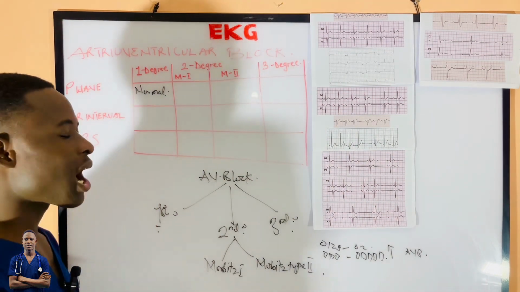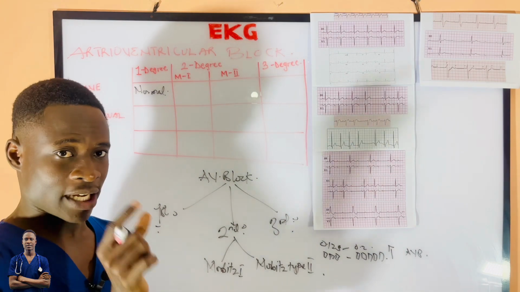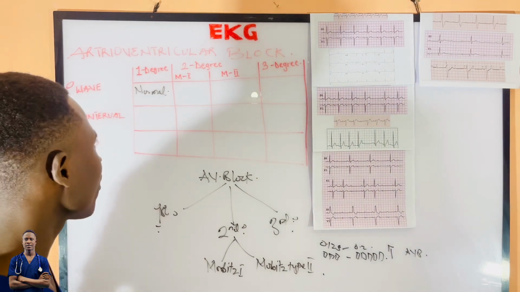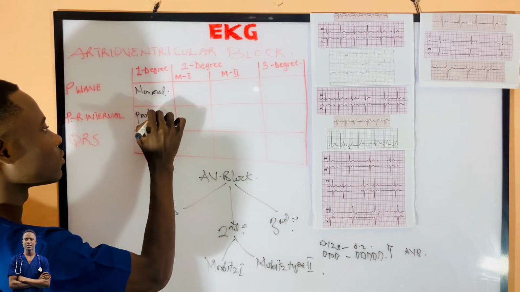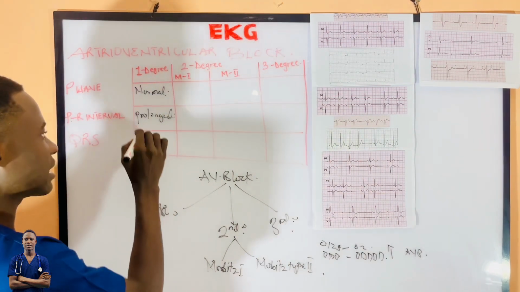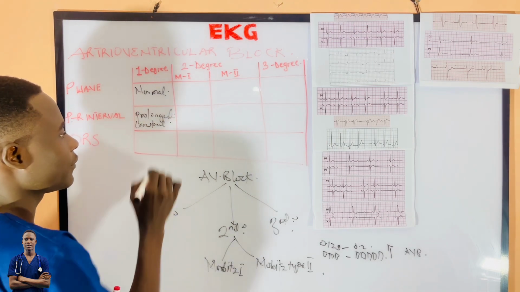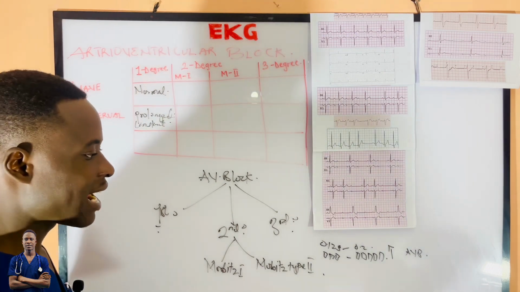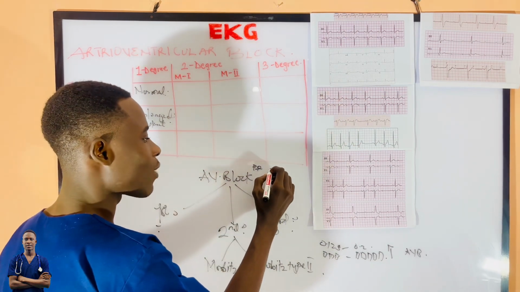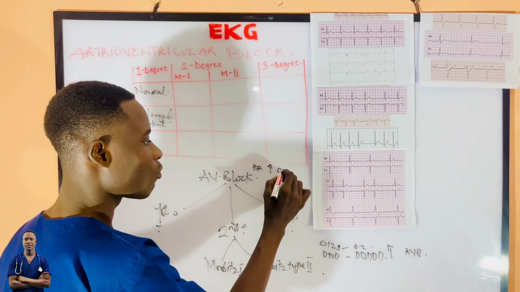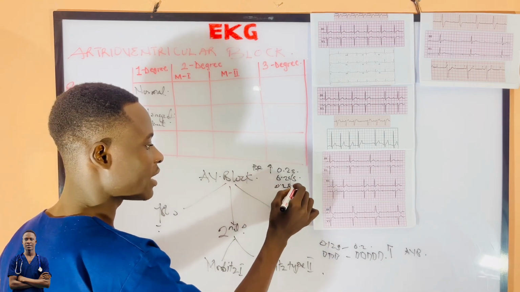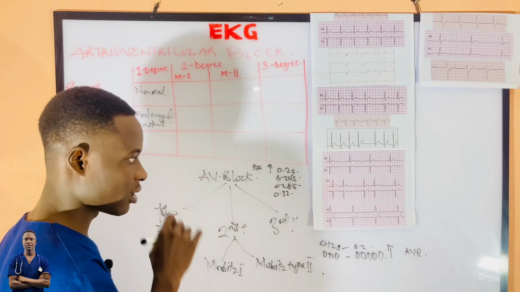But let's look at the PR interval. The PR interval is what represents the time of transmission of the impulse from the atria to the ventricle. So the PR interval over here is going to be prolonged. The PR interval for the first degree is going to be prolonged and constant. Constant is very important. That means the PR interval for the first degree is going to be more than 0.2 seconds. So it can be 0.24 seconds, or 0.28 seconds, or 0.32 seconds. Are we clear with it?